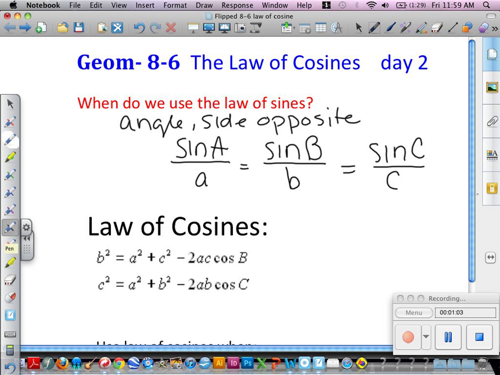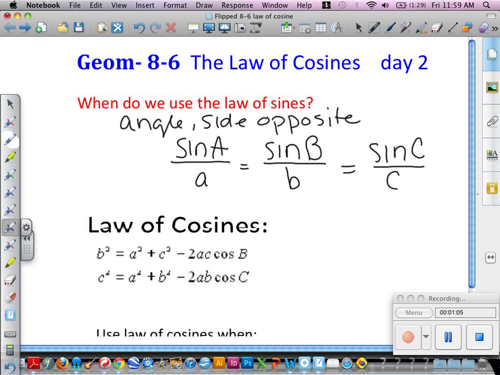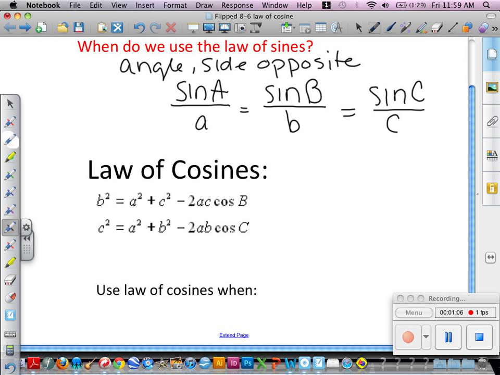Today we're going to focus on the law of cosines, and you have those already on your paper. I'm not going to go through how we arrive at the law of cosines. I did that with the law of sines, but the law of cosines is a lot more complicated. If you're interested in how exactly that formula comes up, why don't you Google that and look on YouTube for an explanation.